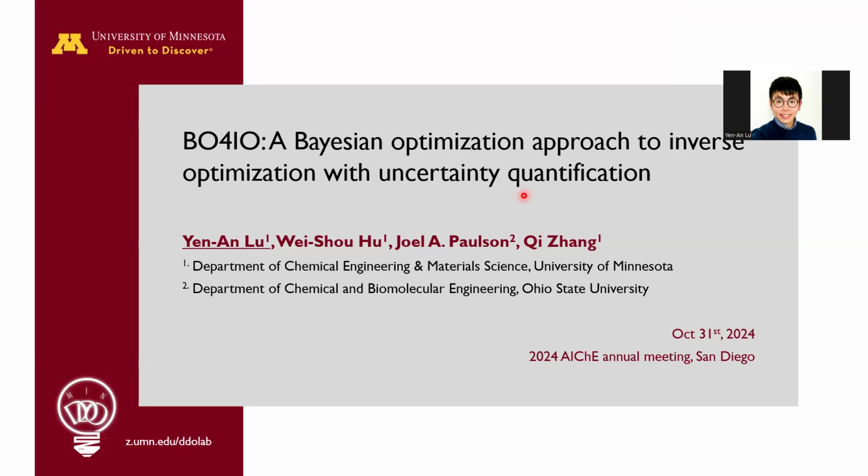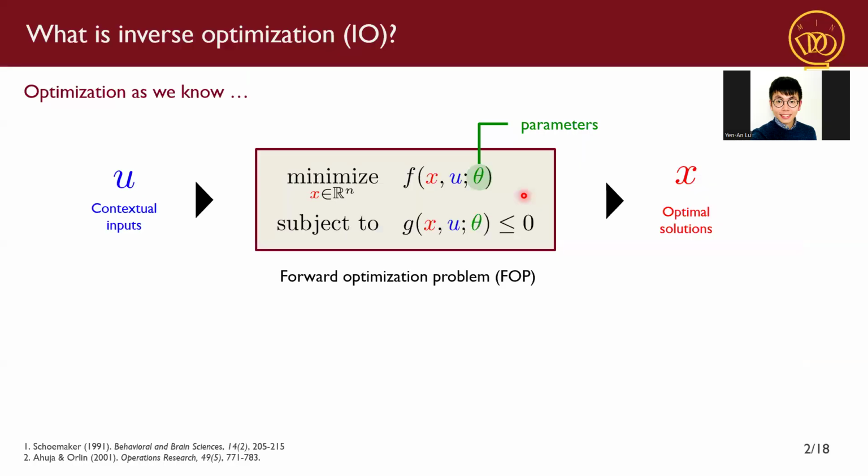This is Yan. In this video, we'll talk about a recent paper on a new solution algorithm called BO4IO, where we apply Bayesian optimization to solve and provide uncertainty communication in inverse optimization. So first, let's start with what is inverse optimization.